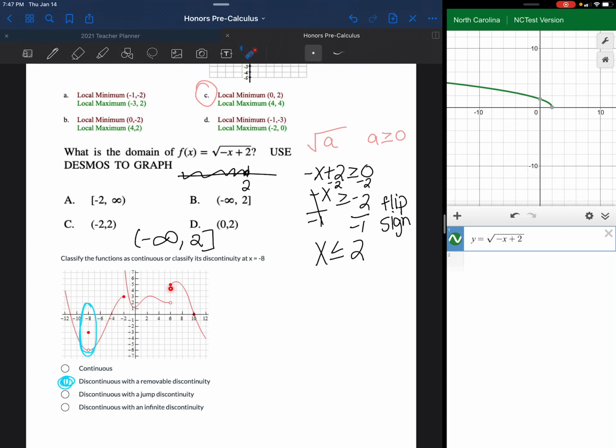All right, so remember that if it's got a jump in between it, so if we're missing some y values, that's going to be jump discontinuity. And infinite discontinuity is when I have two separate pieces that are separated by an asymptote.